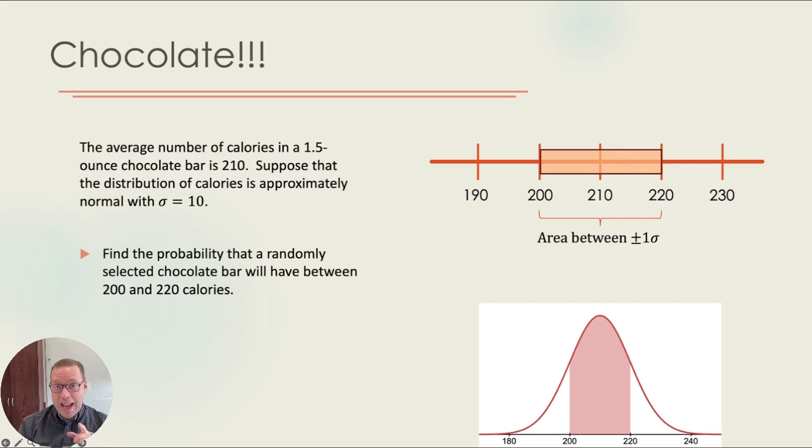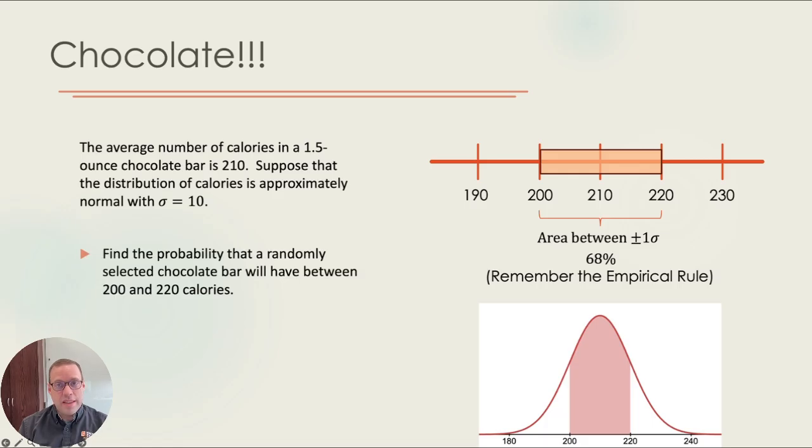That area, as we talked about back in lesson 7, is 68%. This has to do with the empirical rule. Okay? So what's the probability of randomly selecting a chocolate bar that's between 200 and 220 calories? It's going to be 68%.